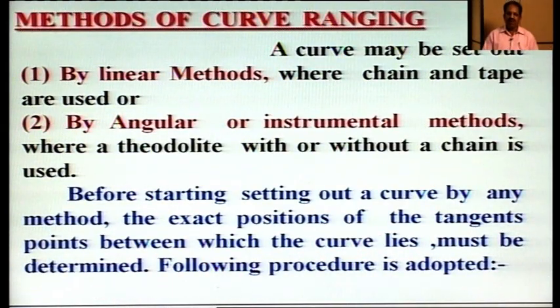So, now we have methods of curve ranging. A curve may be set out by the linear method, where a chain or tape is used, and by the angular or instrumental method, where a theodolite with or without a chain is used. So, how do we set out a curve? Before setting out a curve by any method, the exact positions of the tangent points between which the curve lies must be determined. The following procedure is adopted.